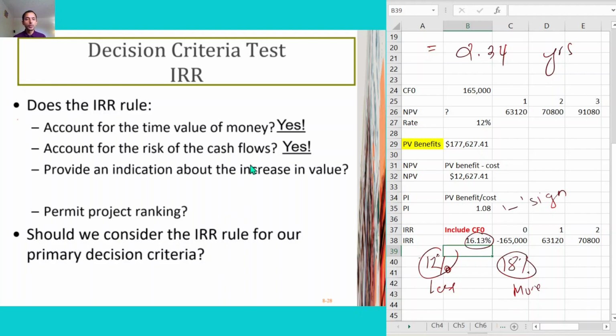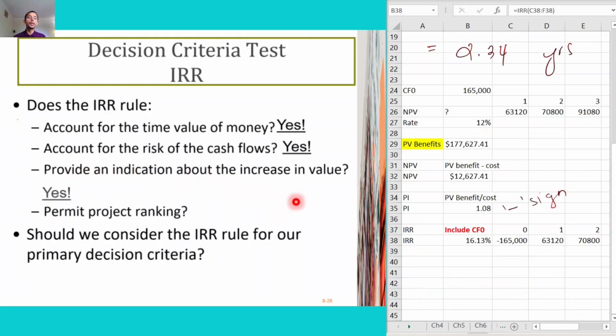So basically what I mean to say is, with IRR, you can use the discount rate based on your required rate of return, which is based on the riskiness of the project. So yes. Does it provide an indication about the increase in the value? It kind of does, indirectly, not directly, because directly IRR is the rate of return that makes your NPV equal to 0. If NPV equals 0, then there is no increase in the value of the firm.